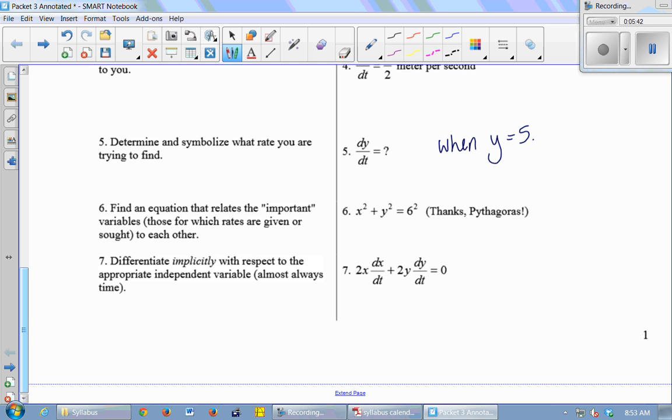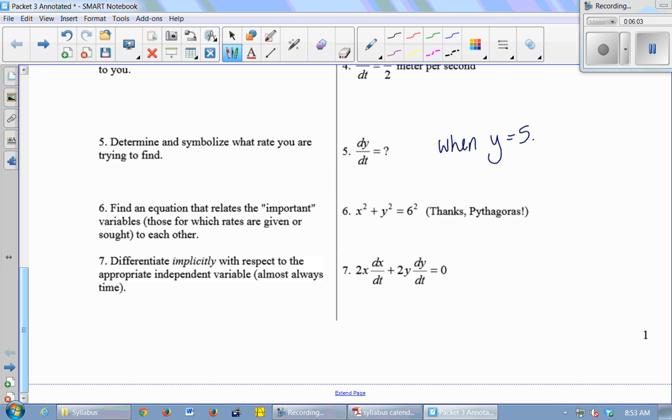It's been a while since we've done that, so you've got to think back. d dt of both sides. And in this case, we're going to end up with the derivative of x squared is 2x times dx dt. And the derivative of y squared is 2y times dy dt. And the derivative of 6 squared is 0.